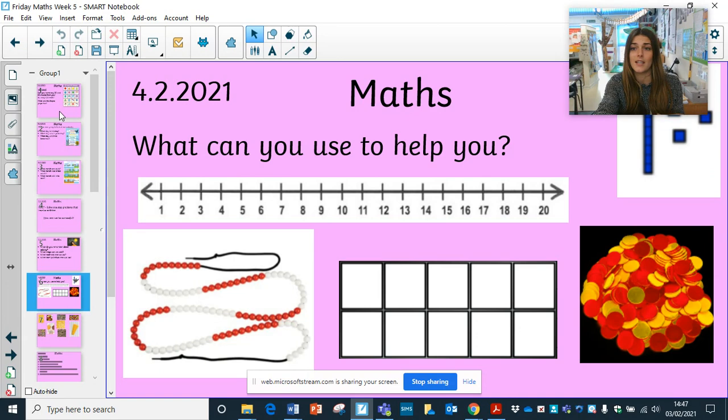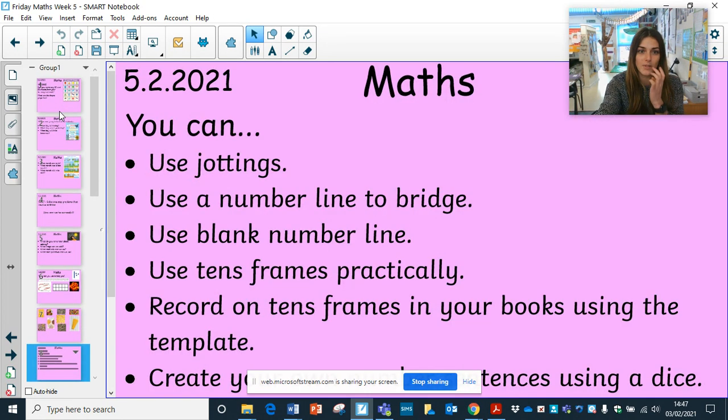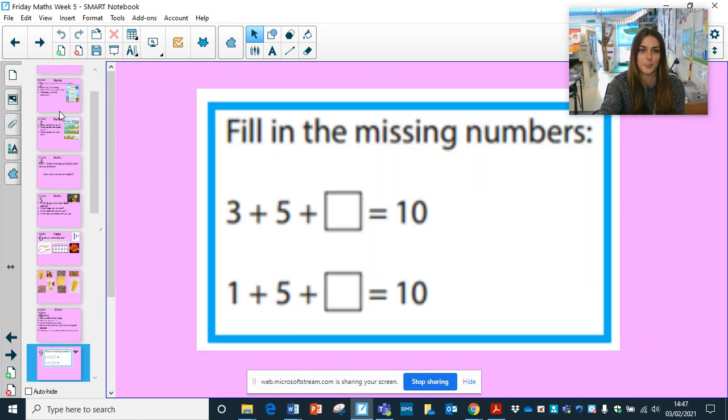But again, if you don't have access to these, then please use objects that you have at home. Be creative, think on your feet. What can you use at home to support you with your addition problems and working those out? Here there are some suggestions on what methods you can use: your jottings, your number lines, blank number lines, tens frames. You can use the documents throughout the week, which are attached and uploaded to the website. If you need to, print any of those off, or you can draw out your tens frames, your counters, and your jottings anyway. And same with your number line. There is one there you can use, or you can use your own blank number line.